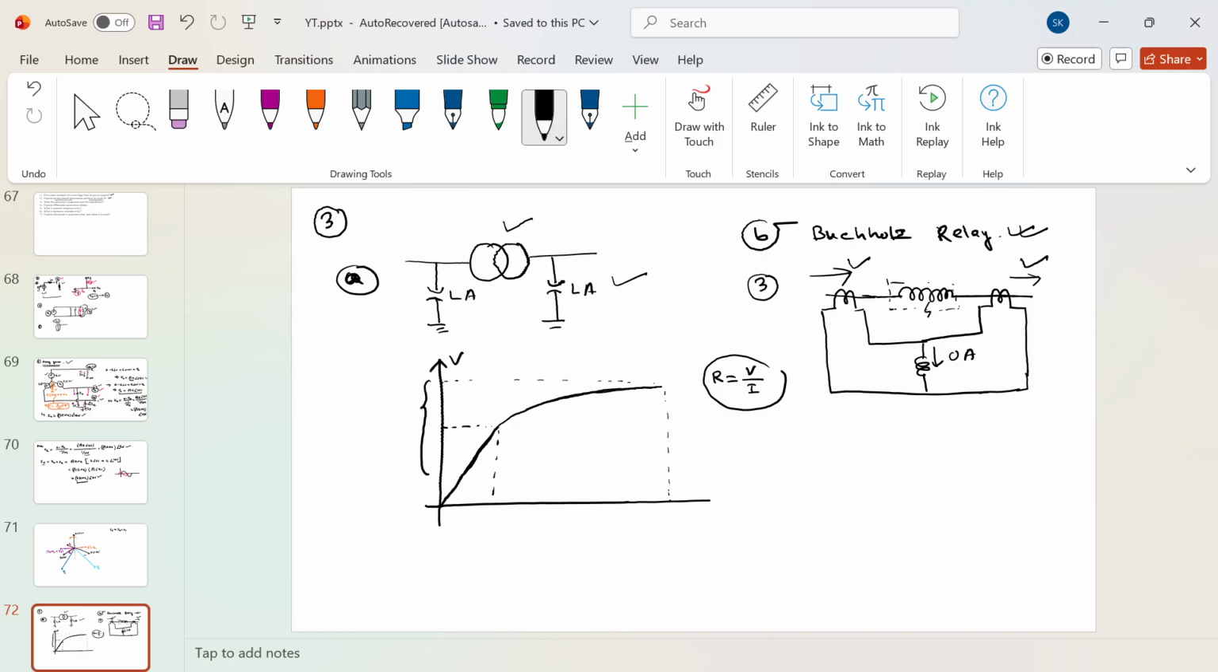But if there is a fault inside the transformer coil windings, the incoming current and the outgoing current will not be the same, and in that case the current that goes through this operating coil will not be zero, it will have some finite value. And if this current is more than the pre-specified value, then this differential relay will operate and send the trip signal to the circuit breaker, and it will trip.